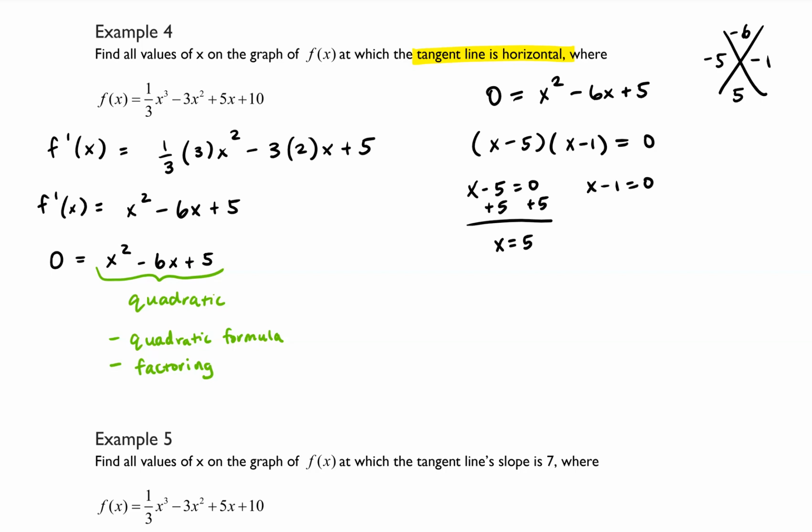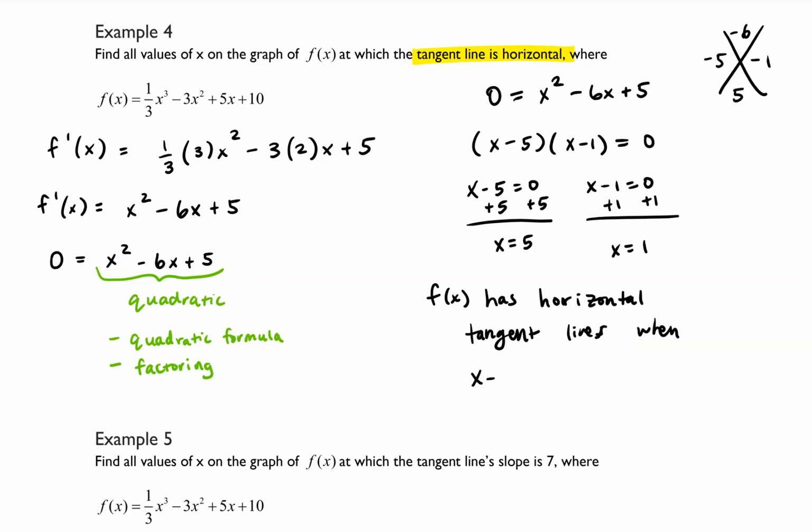So we get x equals 5, and then if I add 1 on both sides here, we get x equals 1. And so that means that f of x has horizontal tangent lines when x equals 1 or x equals 5.